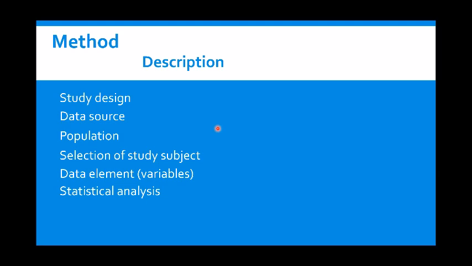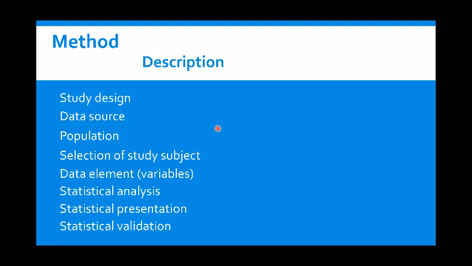And after you select your subjects and get your data from them, whether it's an intervention or not, how you will analyze it; the method usually describes that part. And after you analyze your data, how you're going to present it, how you're going to show it to people to understand it. And after you present it, you need to validate it. Is it significant or not significant?